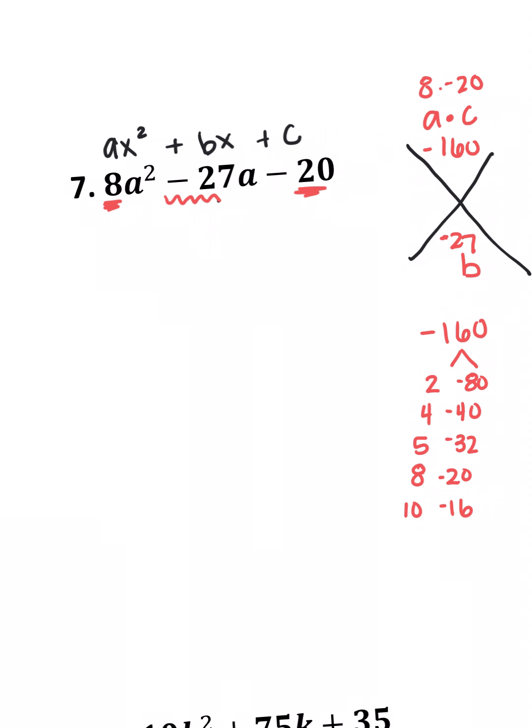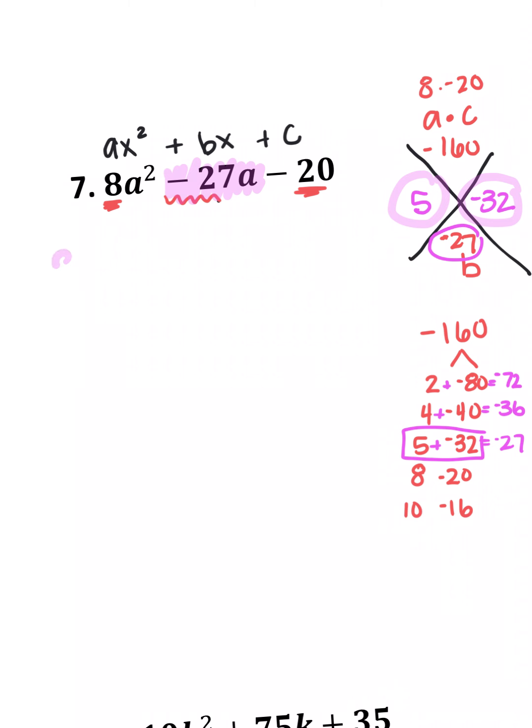All right, so now I'm going to add all these, and one of these needs to add up to make -27. When I add these, 2 and -80 would make -72. 4 plus -40 is -36. 5 plus -32 is -27. So those are my two values I need, 5 and -32. Now I'm going to rewrite my expression, replacing my -27a with my two numbers here.